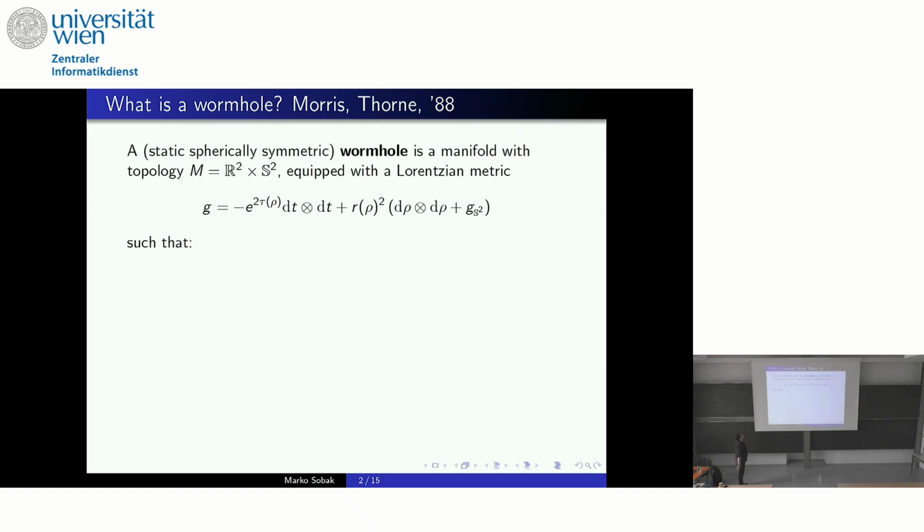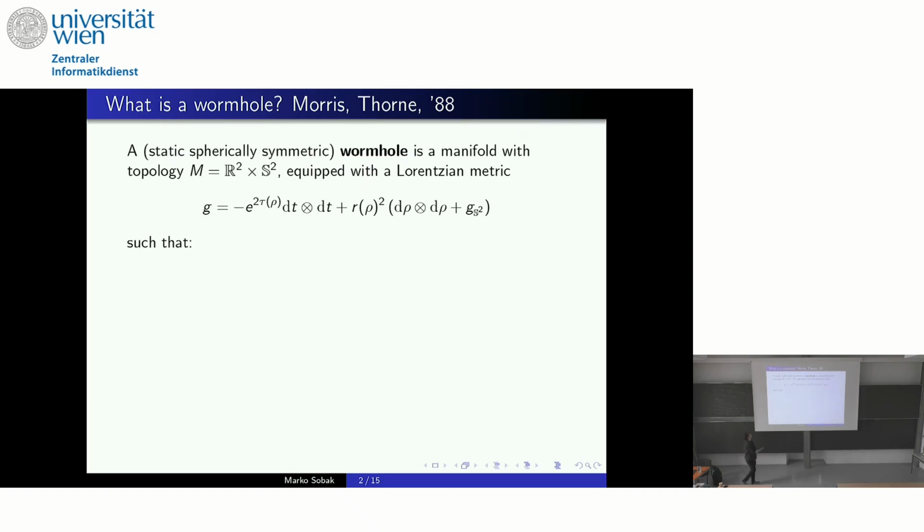So we work with wormholes in the static spherically symmetric setting, which means that we describe them as spacetimes, as manifolds with topology R2 times S2, right? You have the S2 for the spherical symmetry, and then you have one copy of R for your time variable and another copy of R for your generalized radius.